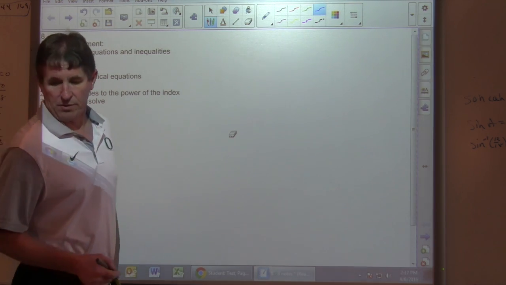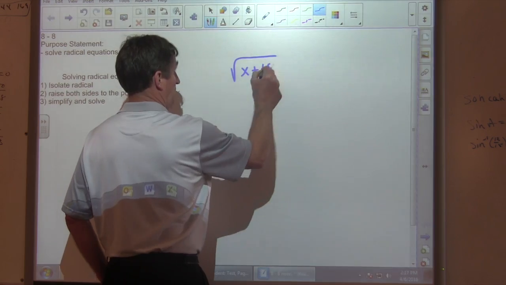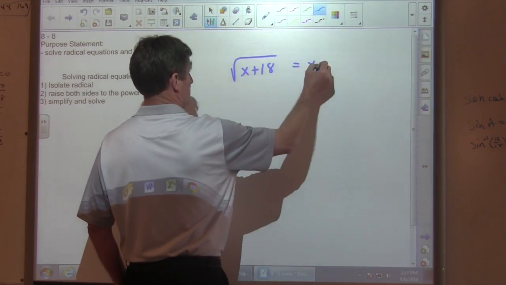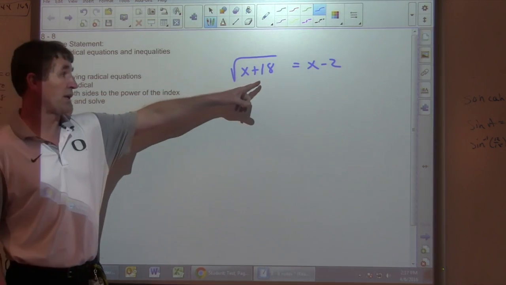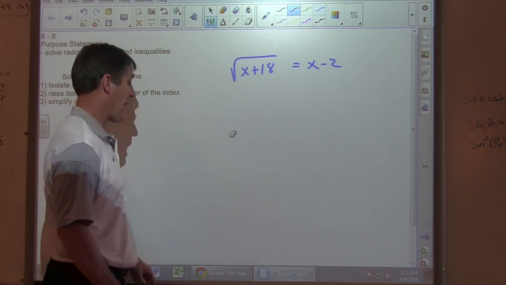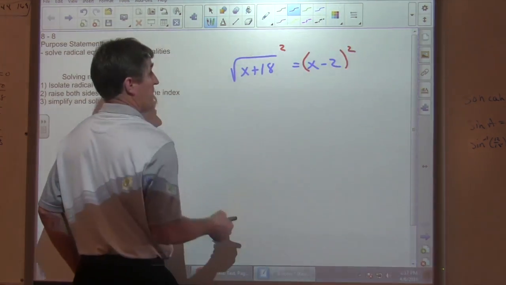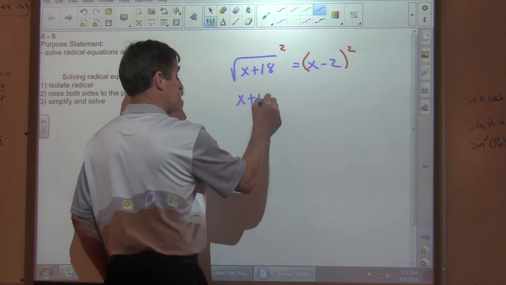So we get the square root of x plus 18 equals x minus 2. So step 1, isolate the radical. It already is by itself. So now we square both sides, but here again is where you have to be careful. You have to square the whole thing. So here it cancels, and we get x plus 18.